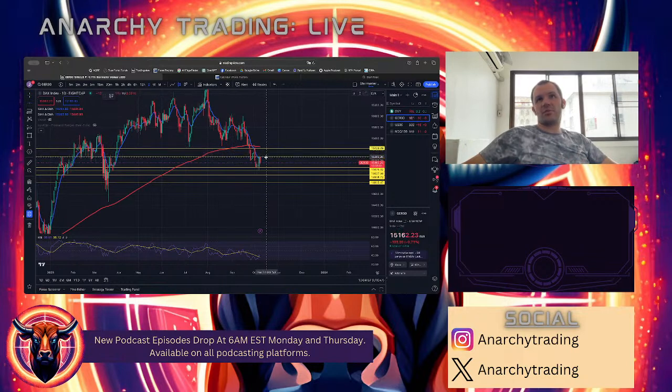This is a huge, big candle, so I would probably put a line in the middle of it. We see that this corresponds with the opening of this day, and a bunch of these closes over here. So I just like this as a general level. Price has really bounced around it quite a lot. So we've got that one.